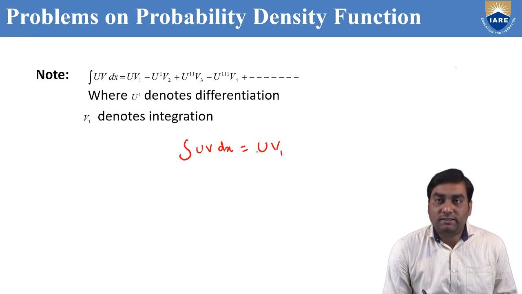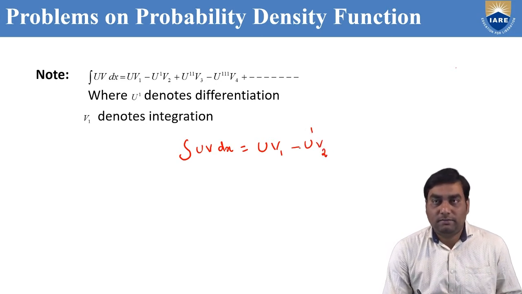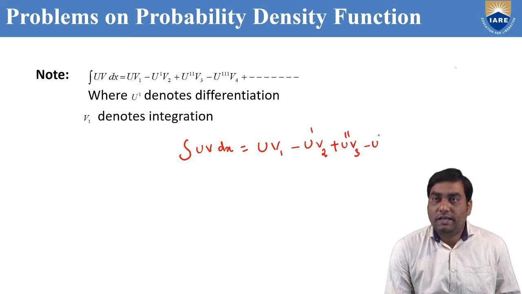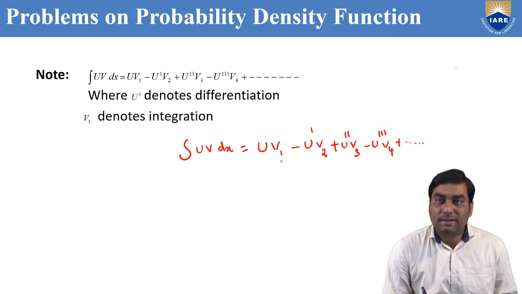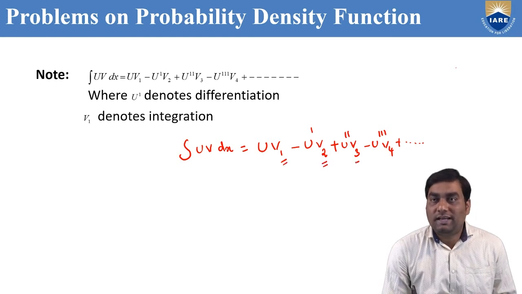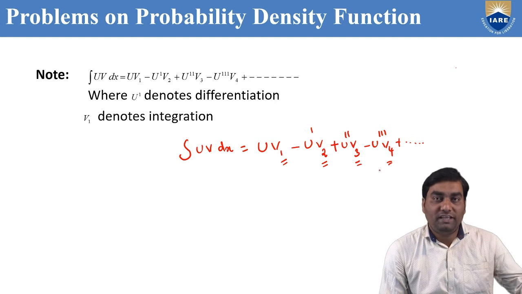First, alternative signs, plus minus like that, plus over minus. Instead of u, u dash, then v2. Increase the number like that, minus over, next plus, u double dash, v3, minus, u triple dash, v4, and so on, till we get 0. Here, the dashes denote differentiation and subscripts denote integration of previous terms.